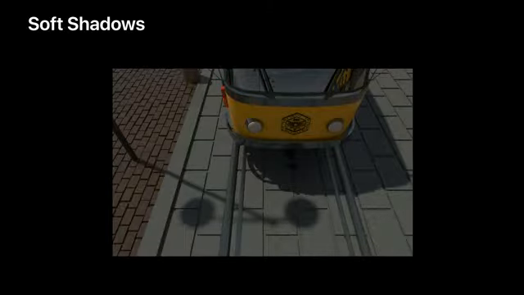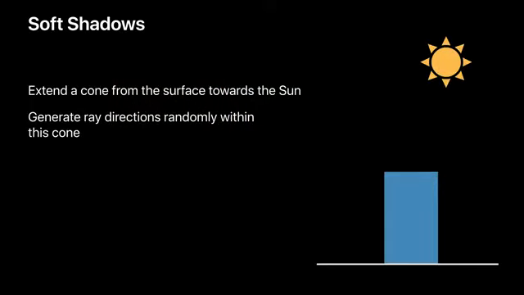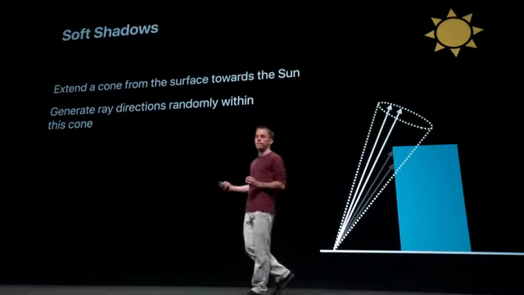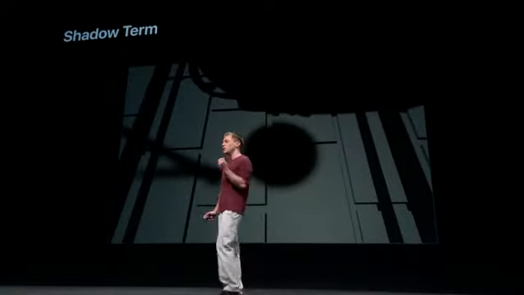So to model that with ray tracing, instead of using the parallel rays that I was showing you earlier, we'll instead extend a cone from our surface point all the way up to the sun. And then we'll generate some ray directions randomly within this cone. Now you can see there that some rays intersect geometry and some don't. And it's this ratio that controls the softness of your shadow. So here's what that looks like.